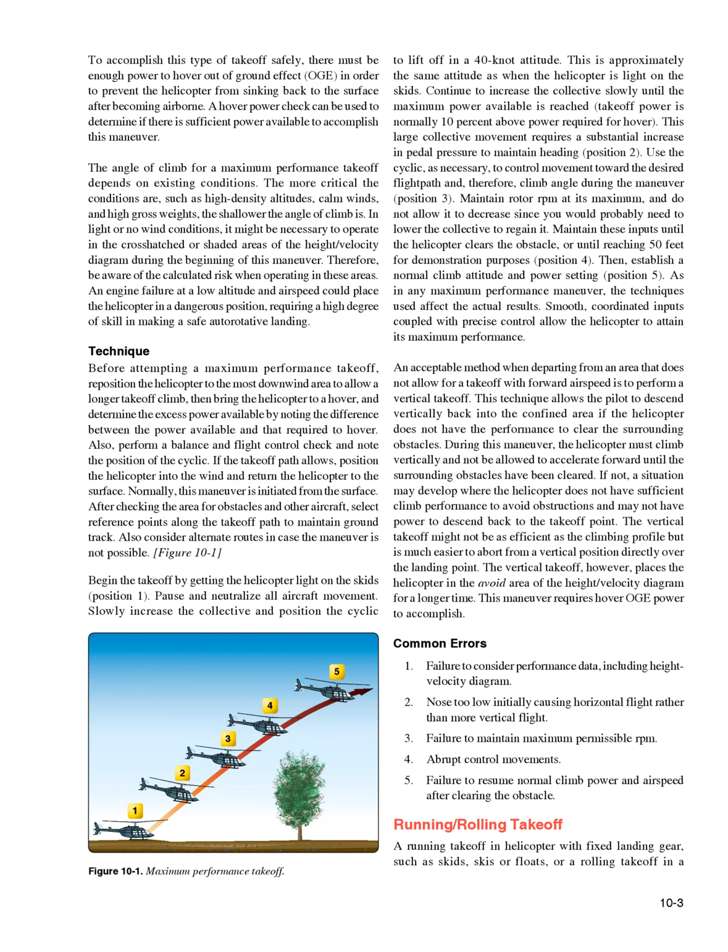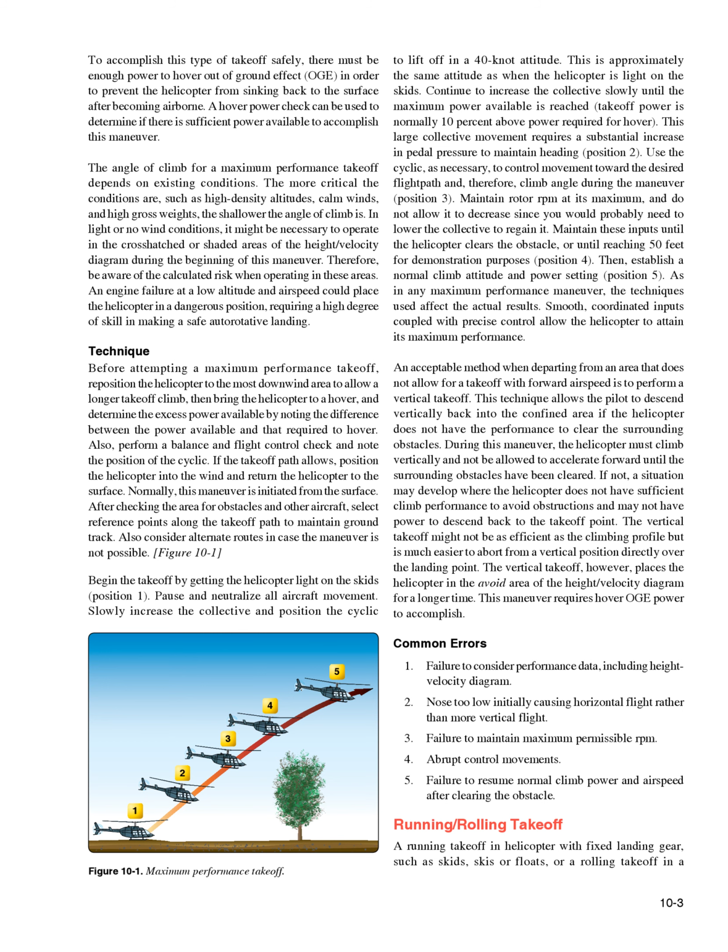Use the cyclic, as necessary, to control movement toward the desired flight path and, therefore, climb angle during the maneuver, position 3. Maintain rotor RPM at its maximum, and do not allow it to decrease since you would probably need to lower the collective to regain it. Maintain these inputs until the helicopter clears the obstacle, or until reaching 50 feet for demonstration purposes, position 4. Then, establish a normal climb attitude and power setting, position 5.